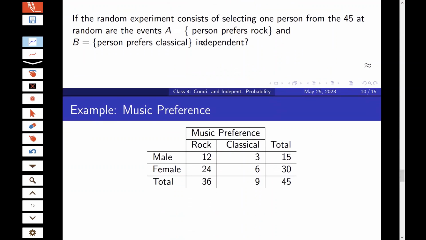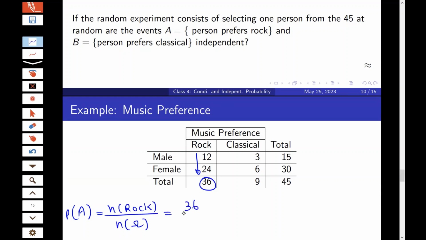Then let's see what the question asks. Event A is a person prefers rock, and event B is a person prefers classical. The question asks whether these two are independent. So let's find P(A) first. We don't need to list the items in A, we can just find P(A). P(A) means the person prefers rock, so it is the total number of persons who prefer rock, n(rock), over n, the number in the sample space.